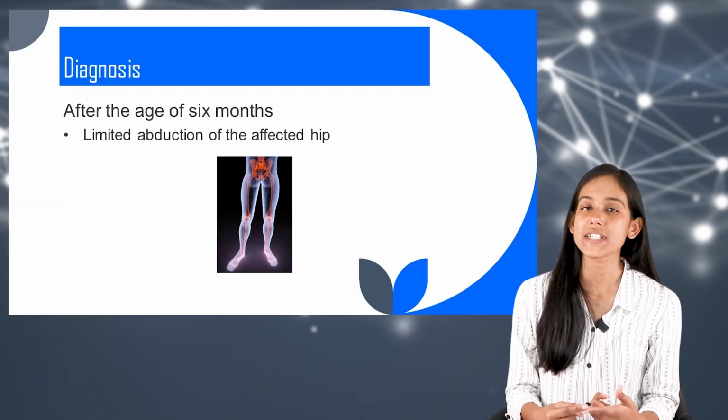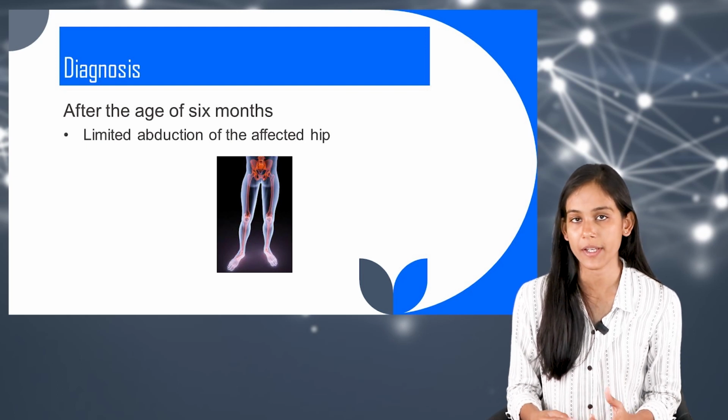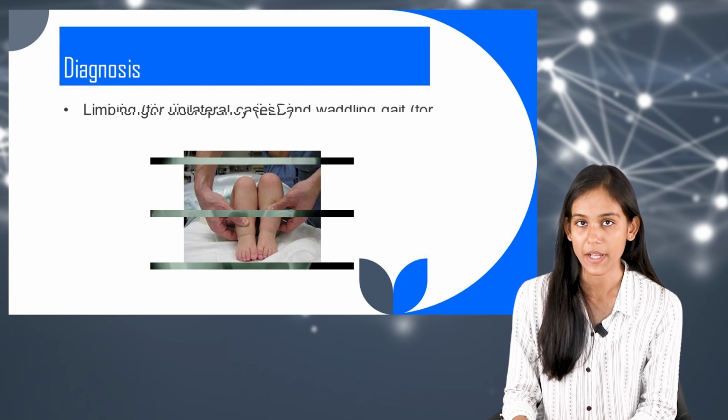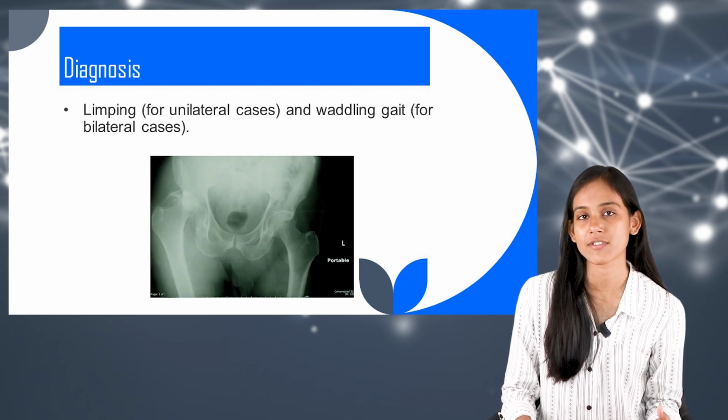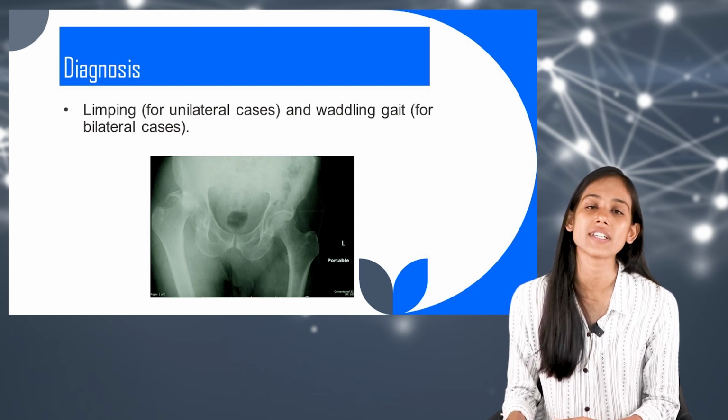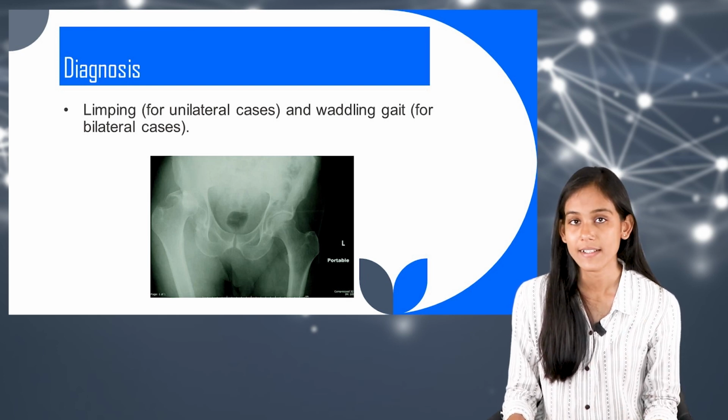Next, we will see what the manifestations are if we miss diagnosing it at birth and diagnose it after 6 months of life. Firstly, there would be limited abduction of the affected hip, and there would be limb length discrepancy. If it is unilateral, the child will limp, and if it is bilateral, there would be waddling gait.